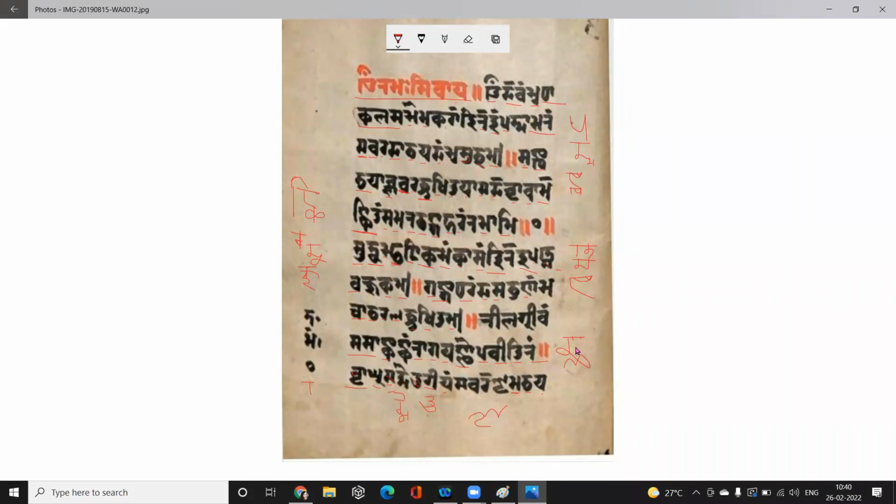So I have some pages from that manuscript. Just give me a minute. I'll just try to download it here. Meanwhile, Nidhi ji is also sending some.